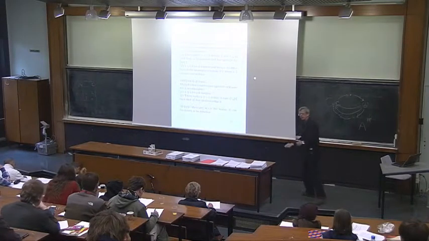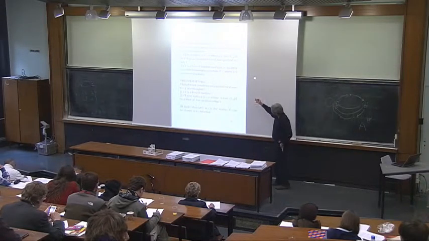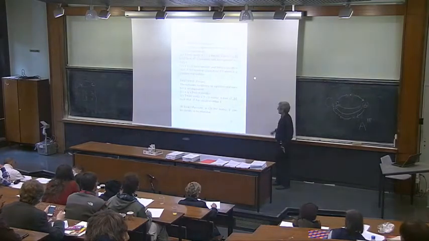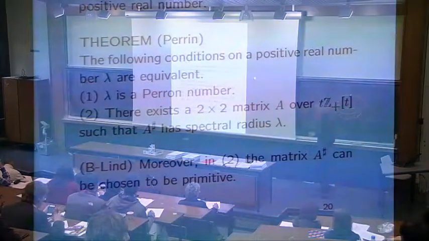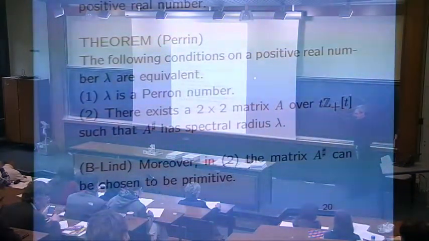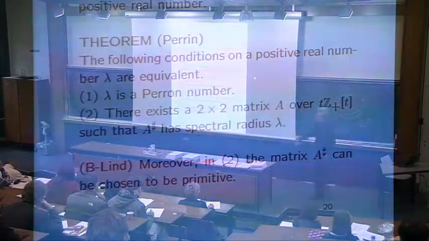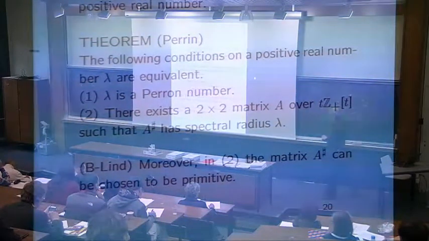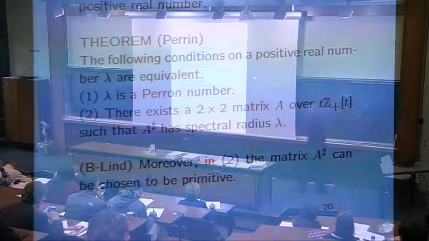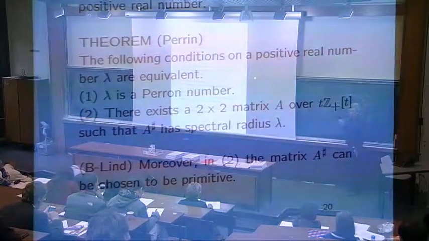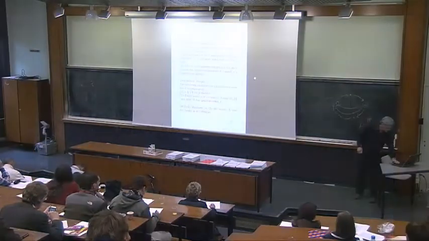Well, suppose we go to 2 by 2. Well, there's the theorem of Perron. He pointed out that the following conditions on a positive real number are equivalent. Lambda is a Perron number. Lambda arises as the spectral radius of A sharp for some A sharp coming from a 2 by 2 polynomial matrix. So if we go to the 2 by 2 case, we see all Perron numbers. And in fact, you can take this A sharp such that it's primitive. So in 2 by 2, we see all of that.